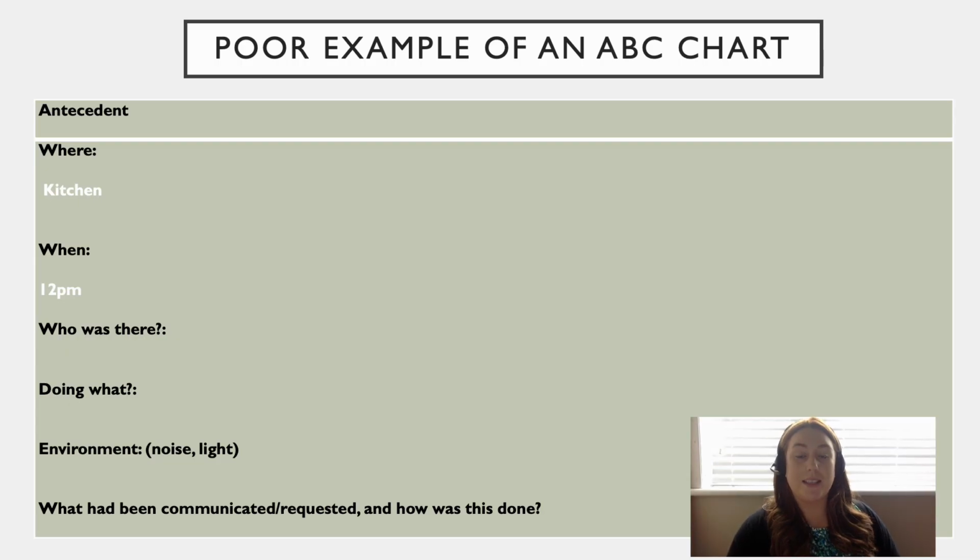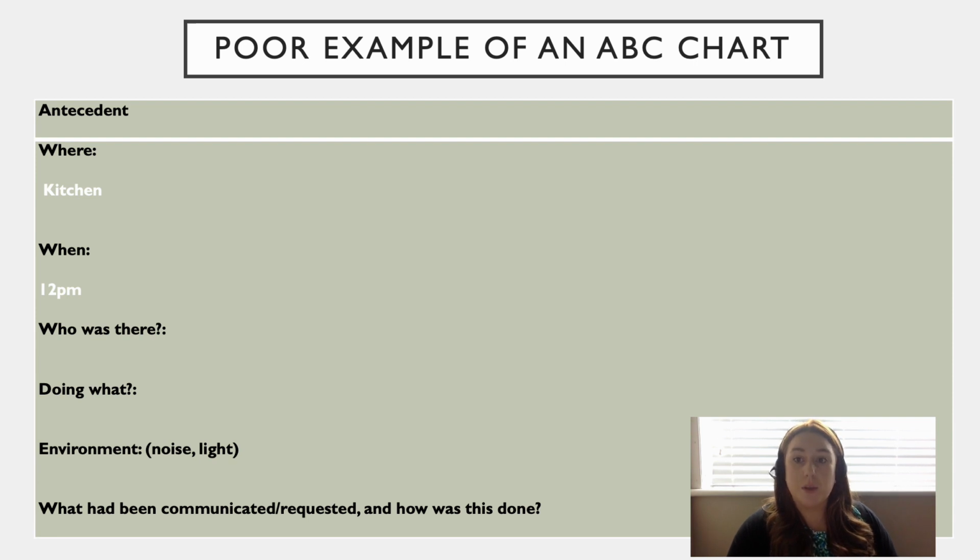So here we have an example of a poor antecedent section on an ABC chart. It is missing some of the key information that we need to analyse an ABC chart. They have put the location as the kitchen, so it's helpful to be really specific. Whereabout in the kitchen were they? Were they at the sink doing the dishes? Were they at the table eating lunch?